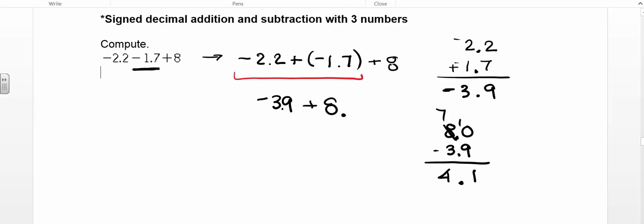So it's 4.1. And the answer is going to be positive 4.1, because the sign of the number with the larger absolute value wins, right? So my 8 is bigger than 3.9, and since 8 was positive, my answer is going to be positive. So that's simply going to give me positive 4.1.